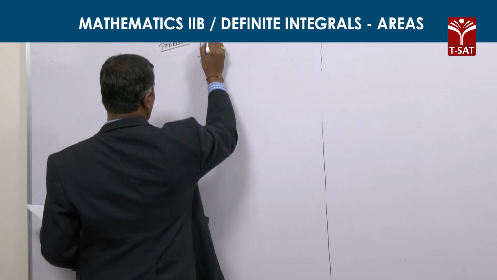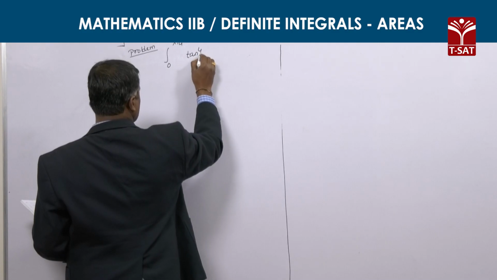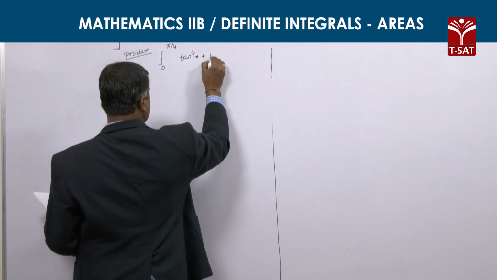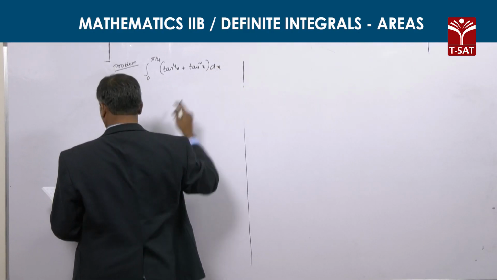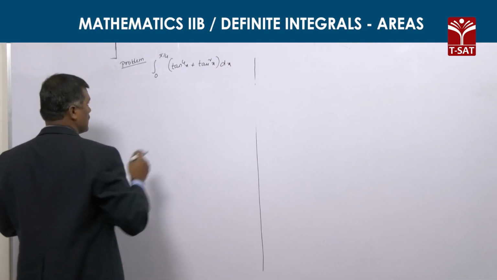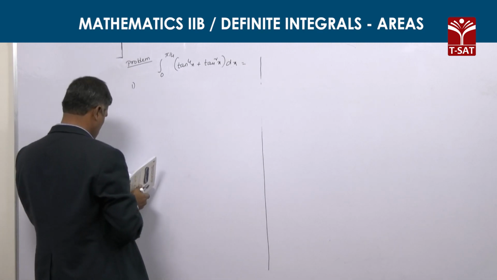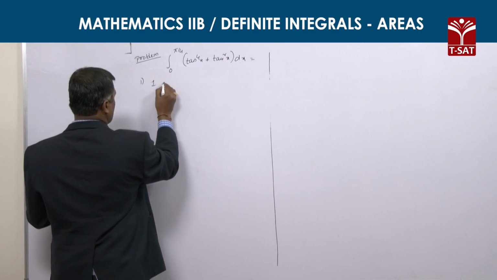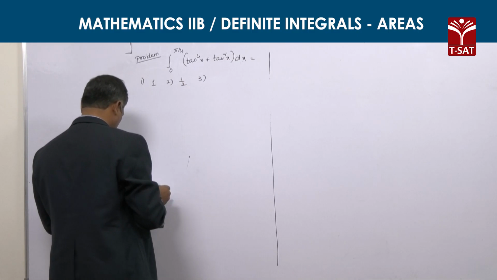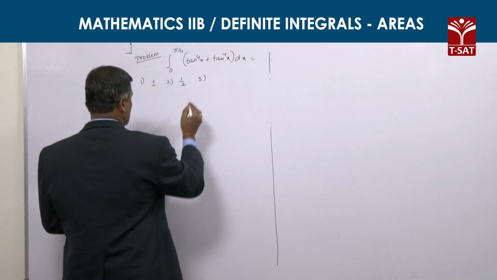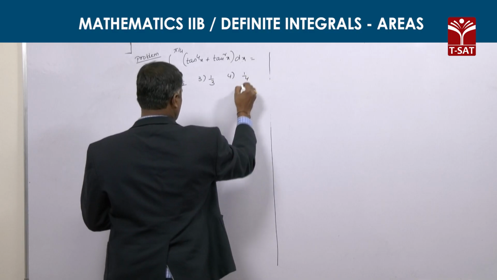Next question: the integral from 0 to pi by 4 of tan power 4x plus tan square x dx is equal to? The options are: first option 1, second option 1 by 2, third option 1 by 3, and fourth option 1 by 4.